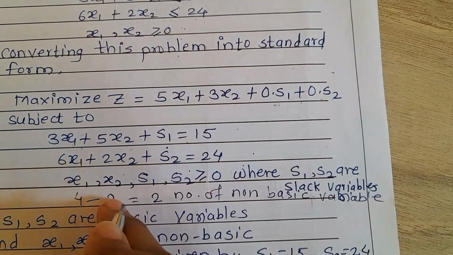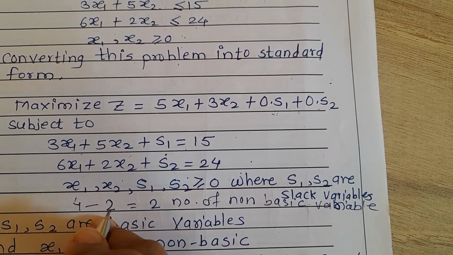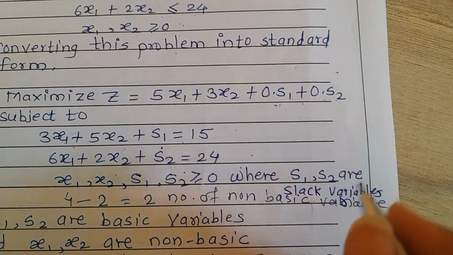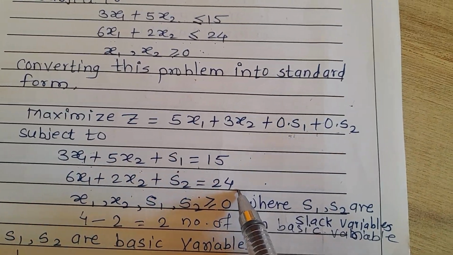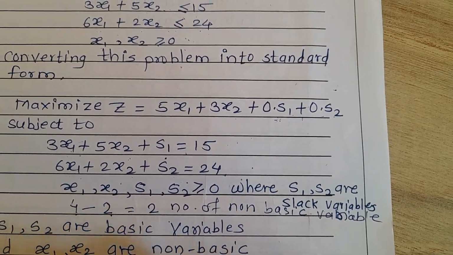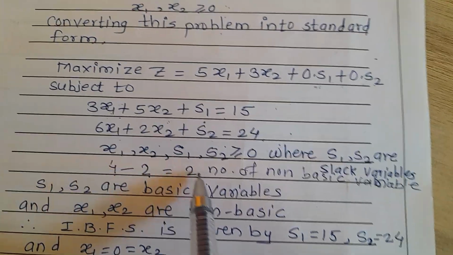If our constraints are 3 and our variables are 5, then 5 minus 3 is 2. Then again we put two as the number of basic variables. If our constraints are 2 and our variables are 5, then we take 5 minus 2 equals 3. Then we put 3 variables equal to 0. Here 2 variables equal to 0.